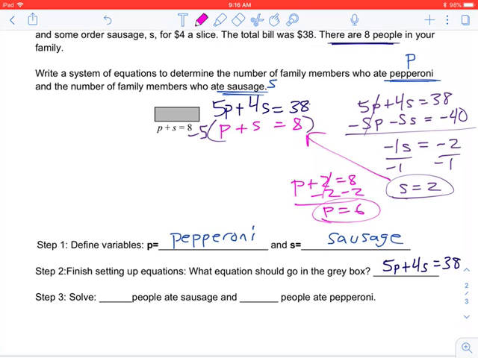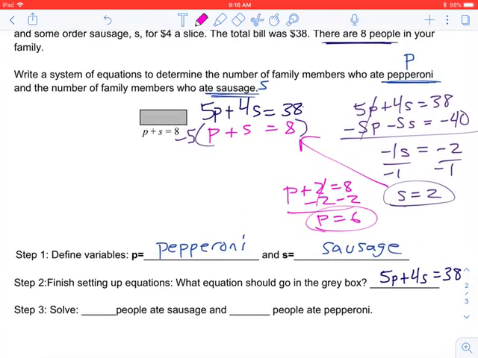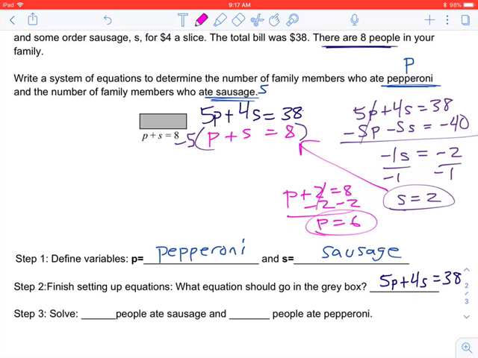I'm also a sausage guy myself. A lot of you probably like pepperoni, but I think I like sausage pizza better.